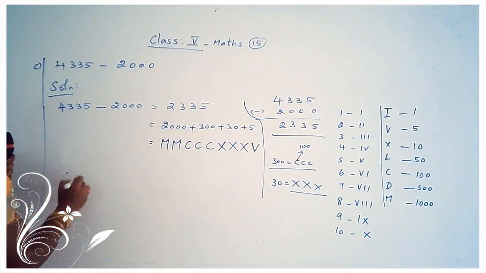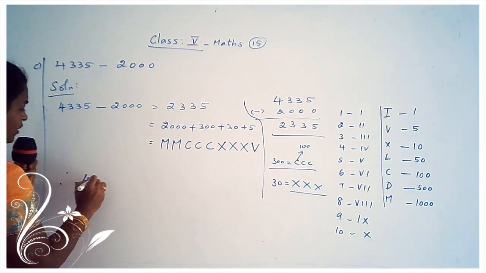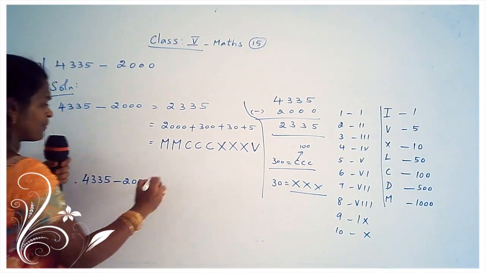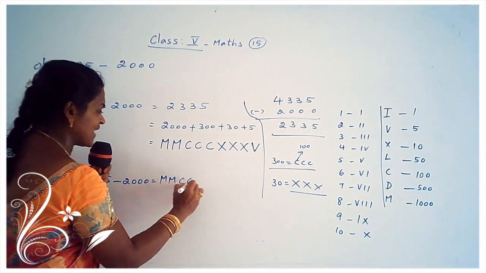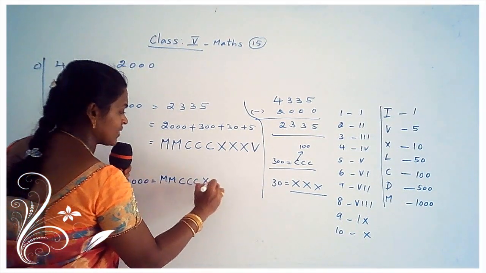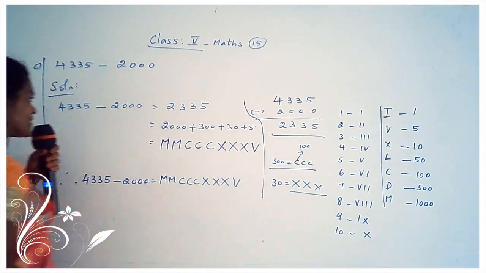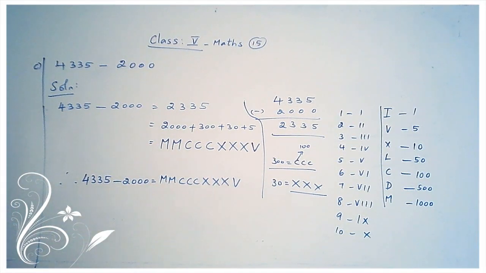Okay. Now you write the answer. So therefore 4,335 minus 2,000 is equal to MMCCCXXXV. Okay. 3 times C, 3 times X and V. So your answer is 2,335. Okay children. Clear? Yes. Now you write it in the classwork note. In first question, C part. Okay. Do it.